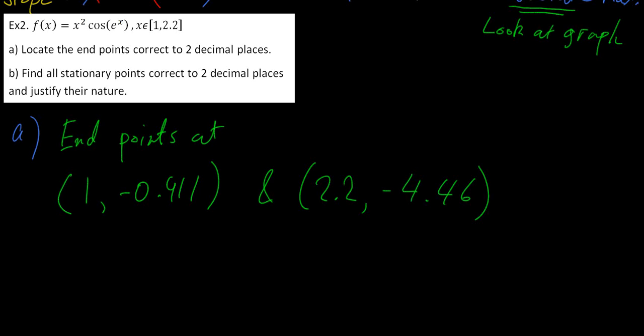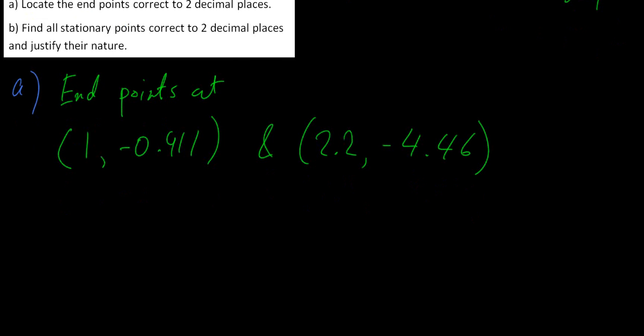Okay, and now we need to know what kind of stationary points these actually are. So, actually, sorry, these aren't stationary points. Now we need to work out the stationary points first of all, and work out the nature. So over here, part B, going to let f dash of x equal to 0 for stationary points.